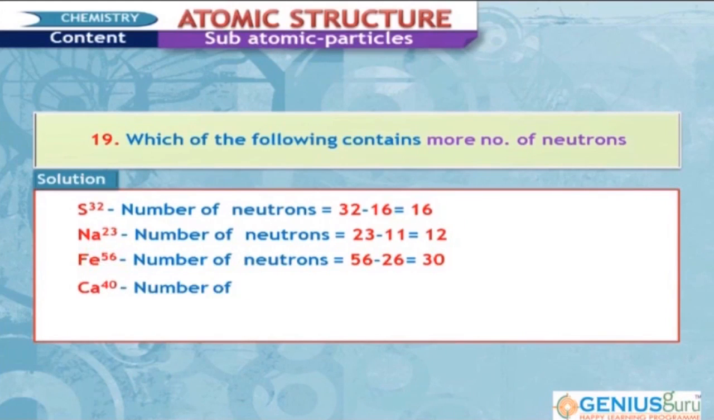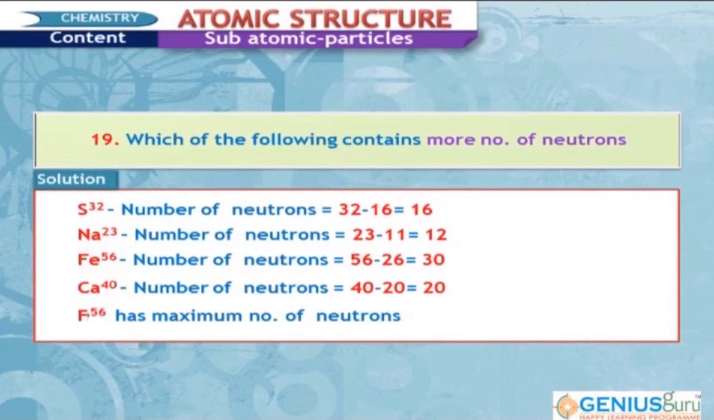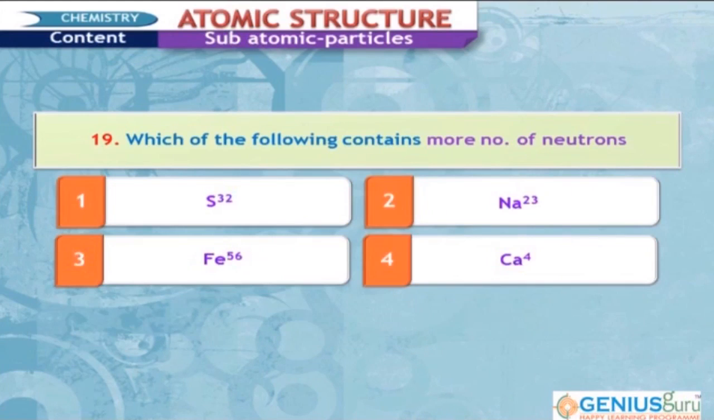Similarly, for calcium, the atomic number is 20. The number of neutrons is equal to 40 minus 20, which is equal to 20. Therefore, iron-56 has the maximum number of neutrons. Hence, the correct option is 3.